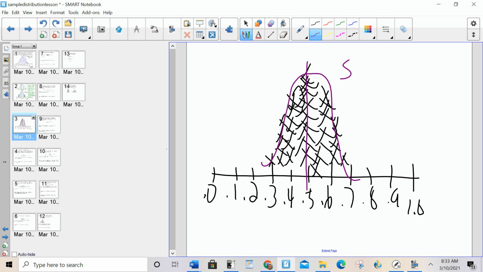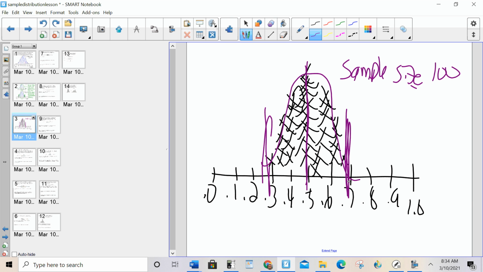This would be, let's say, a sample size of, this would probably be more like a sample size of 100, where the mean is still relatively close to 0.5, but the spread, the variability, how far it extends out, is going to be even tighter to the mean.